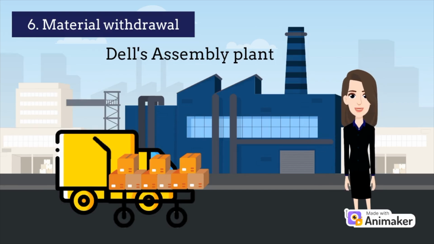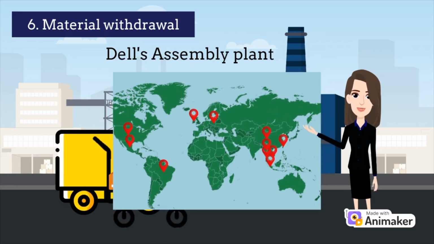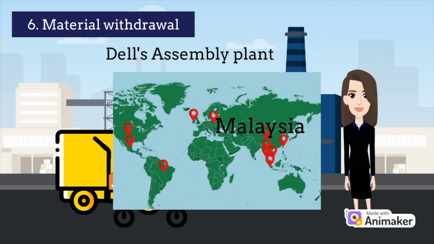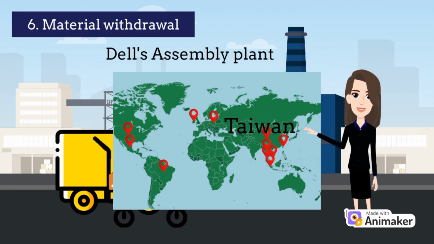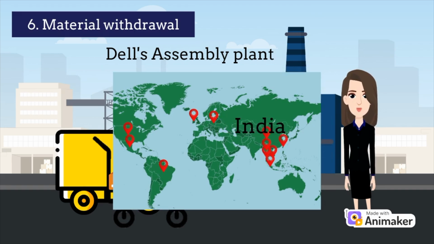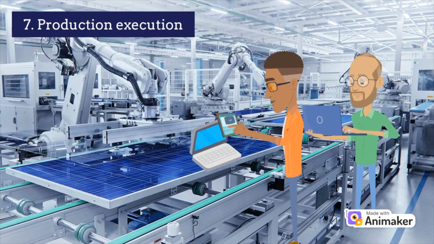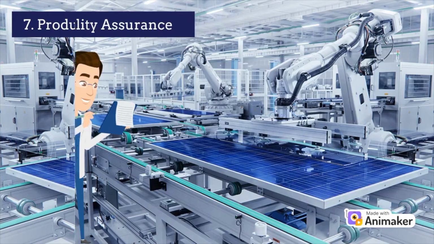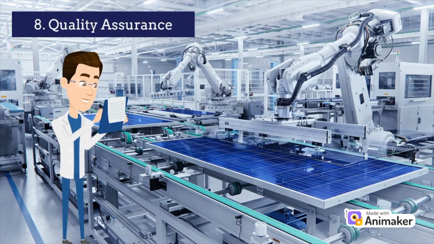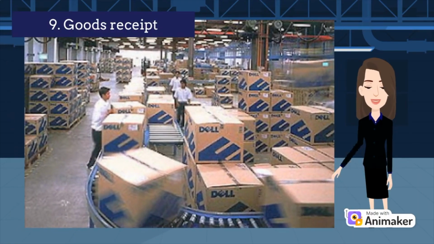Dell has several final assembly plants all around the world to design and assemble the computers, such as in Malaysia, Thailand, China, Vietnam, Taiwan, Mexico, Brazil, Ireland, India, United States, and Poland. After receiving the components, the line workers started to assemble the computers to fulfill the orders. And now the QA team will test and evaluate the finished products to ensure they provide high-quality products to the customers. Finally, the finished product is sent to the warehouse and prepared for shipment.